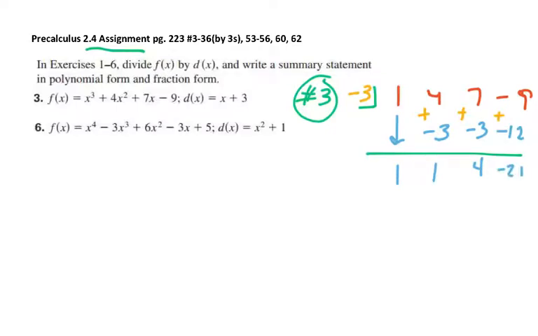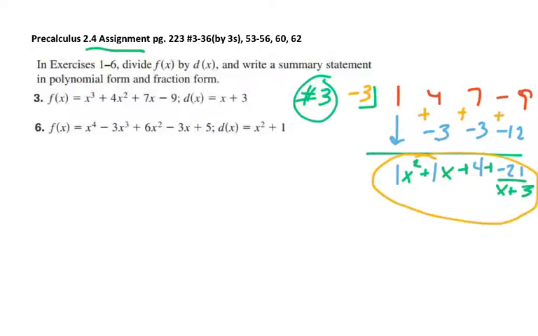And so officially that means that our equation has now been reduced to an x squared instead of what it originated as, an x cubed. And then we have 1x, and then 4 as our constant, and then our remainder is negative 21 over x plus 3, the divisor. So the two things that they want you to do is to write a summary statement in polynomial form. Again, this is the answer.